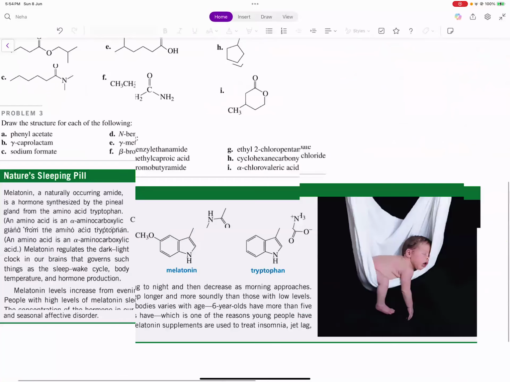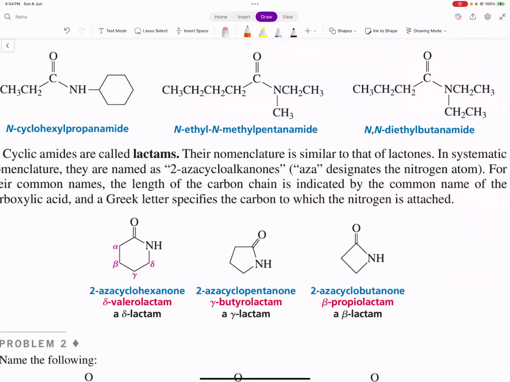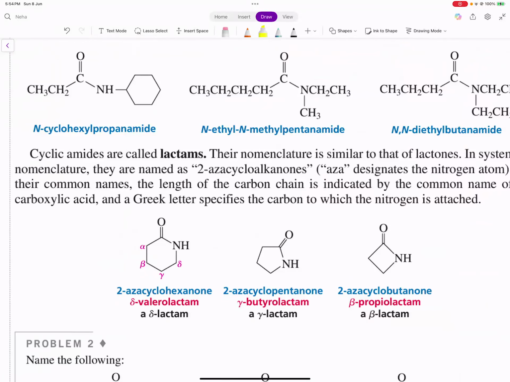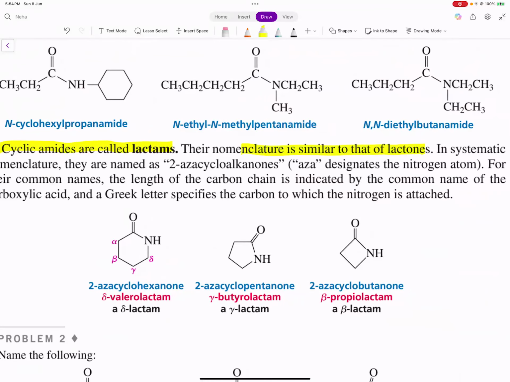So cyclic esters are called lactones and cyclic amides are called lactams. Their nomenclature is similar to lactones. Delta lactam means delta is equal to 4 and I add 2, so a 6 membered ring. Gamma equals 3 and I add 2. Beta is 2 and 2 plus 2 is 4. Again, this was a very important thing in penicillin.